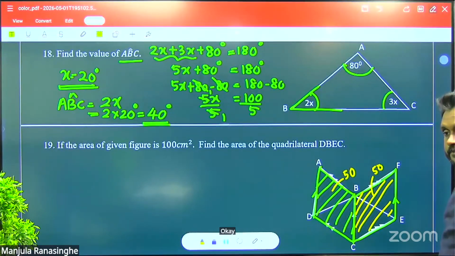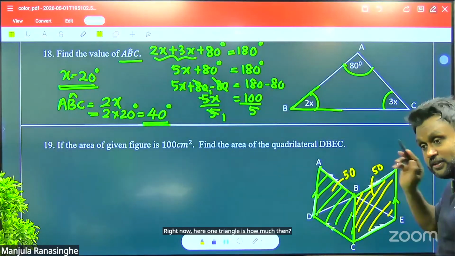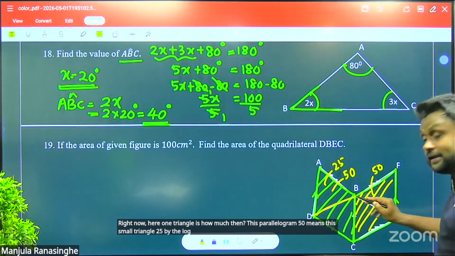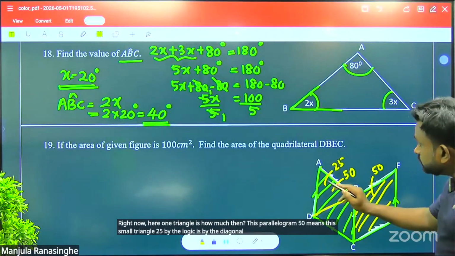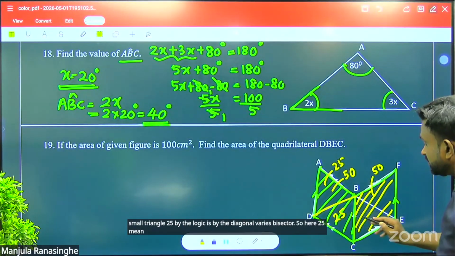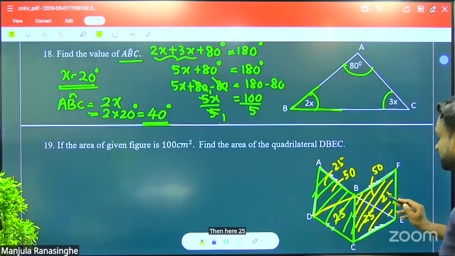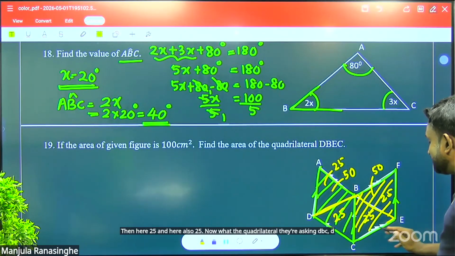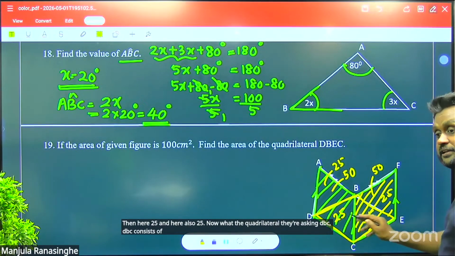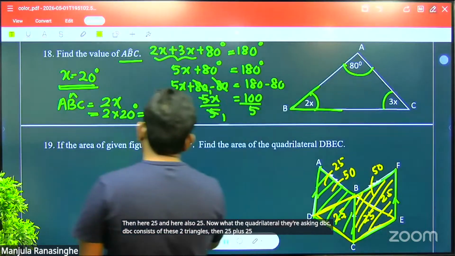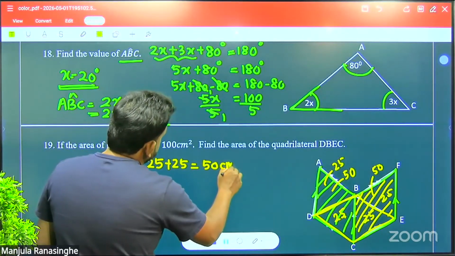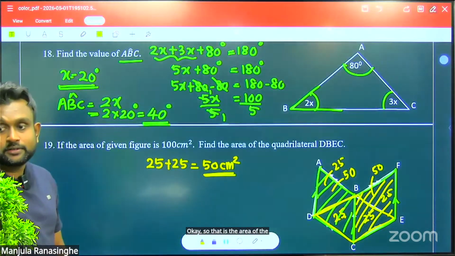Now here one triangle is how much? This parallelogram is 50, so this small triangle is 25. Why? The logic is that by the diagonal, the area is bisected. So here 25 means here also 25. Then here 25 and here also 25. Now what quadrilateral are they asking? DBEC. DBEC consists of these two triangles, then 25 plus 25 gives you 50 square centimeters. So that is the area of the quadrilateral. Understood?